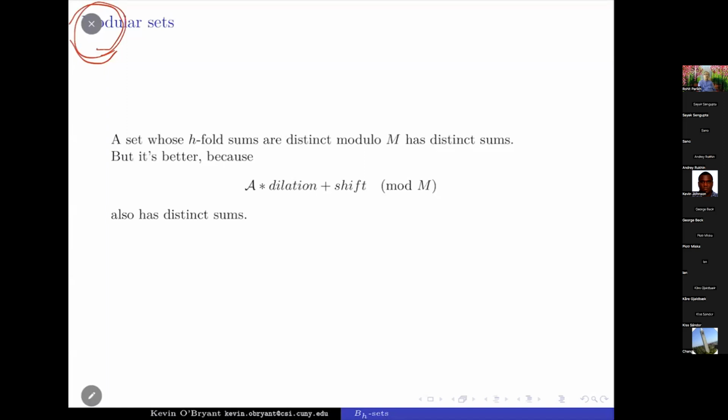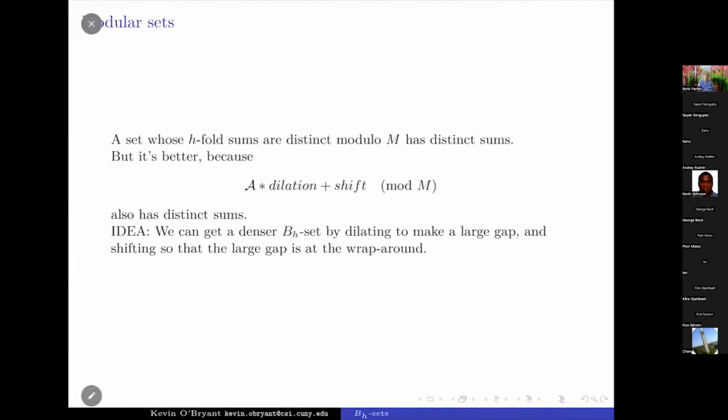Okay, so we have all these affine shifts of the thing. How do we take advantage of that? You can find a dilation and a translation that makes a large gap and shift it so that that large gap is at the very end. So when you lose the modular part, your set has a smaller diameter than the modulus, and maybe even much smaller.